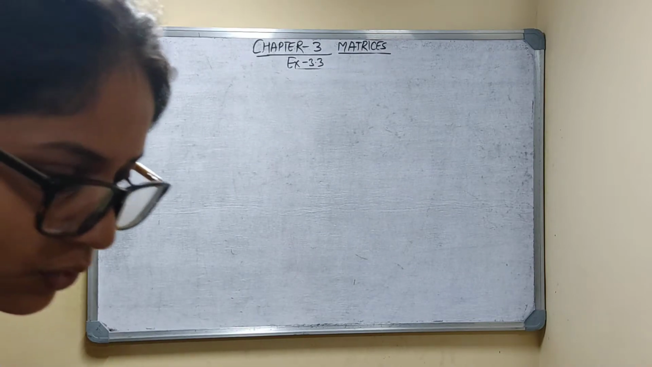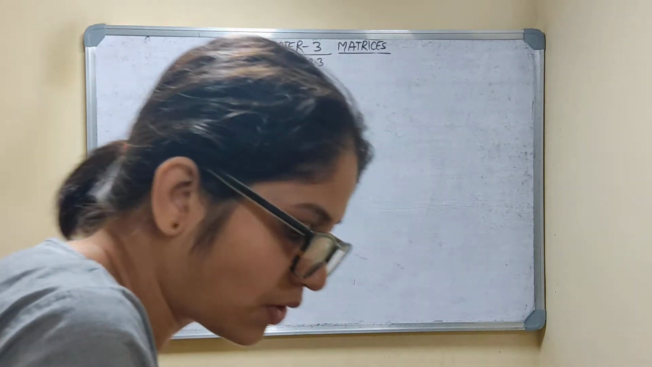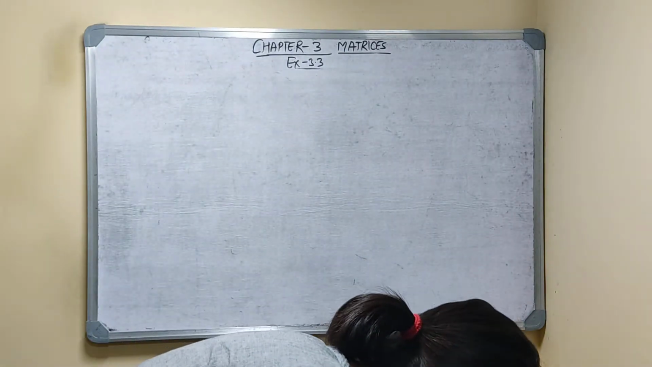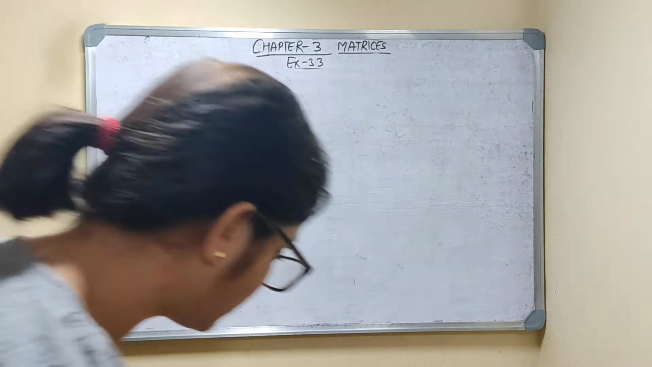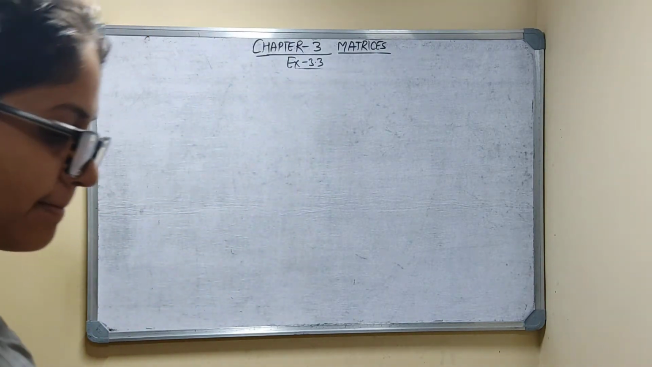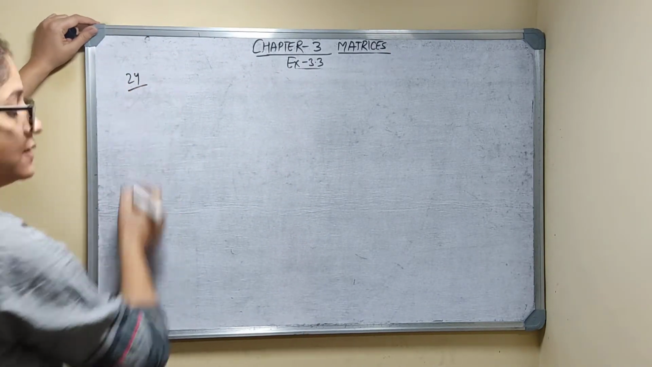Question number 24 you can try. A is given, prove that (A - 2I)(A - 3I) is equal to 0. Or if you want I can do the 24th. Okay, I will do this.